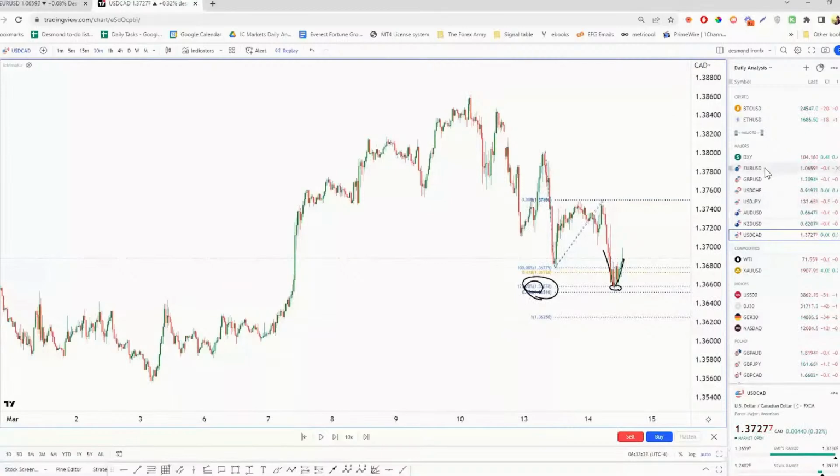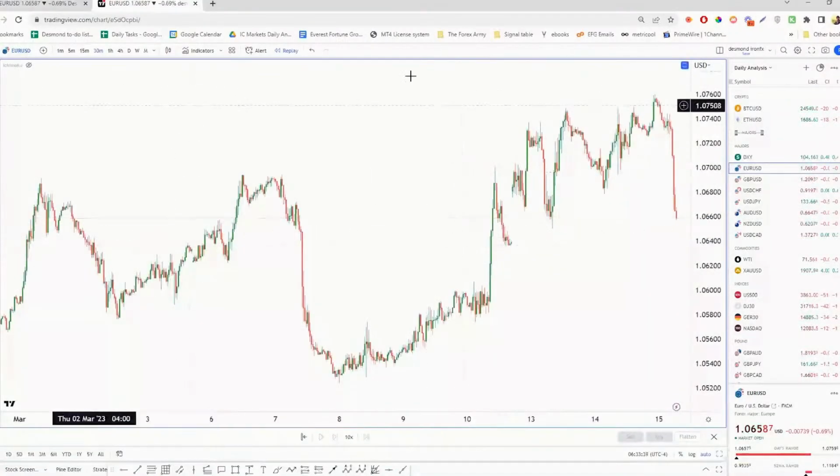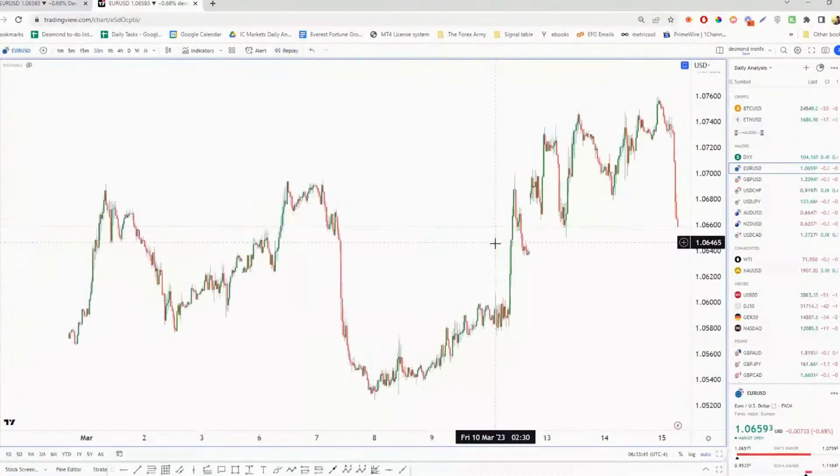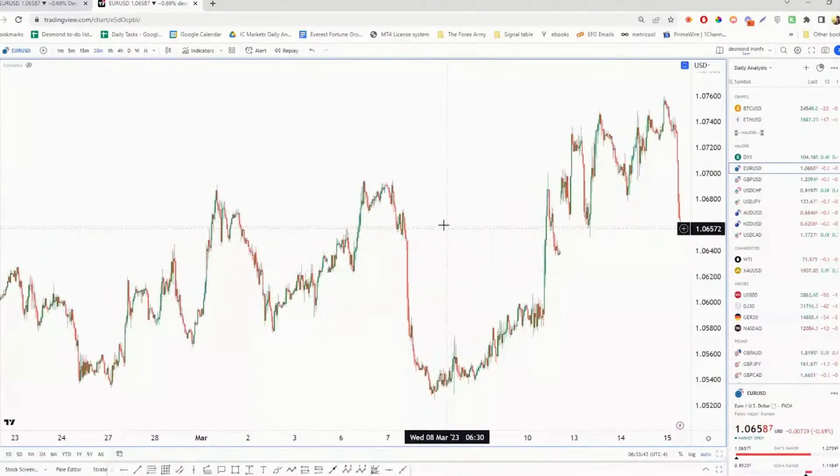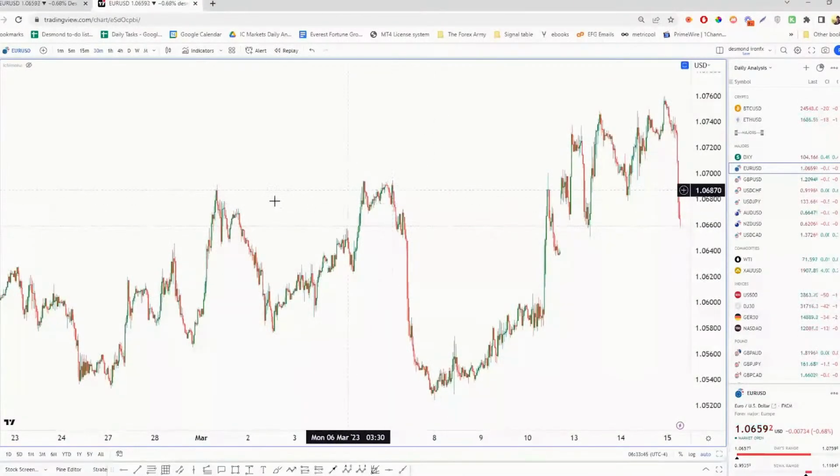I'm going to go through a couple more examples, guys. If you have questions, please ask them. Don't hesitate to ask them. Let me try and find a few other good examples of Fibonacci.